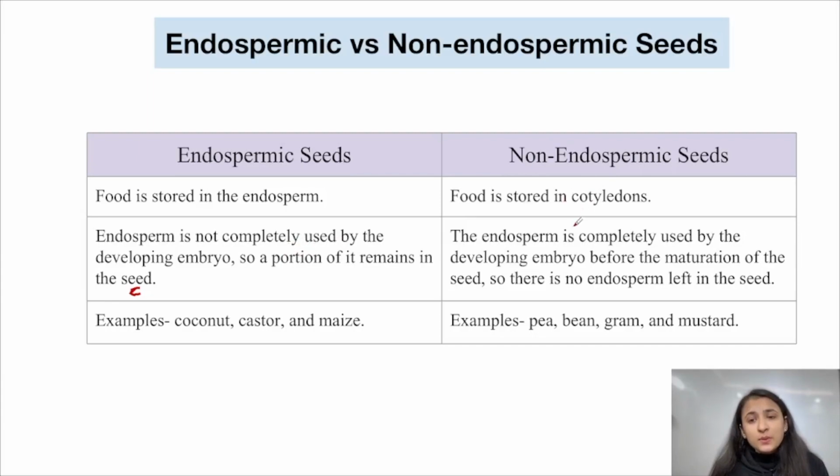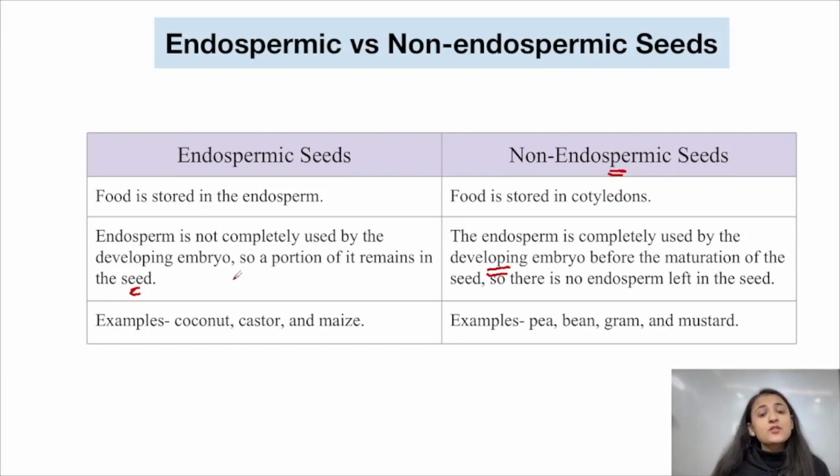Whereas in non-endospermic seeds, the endosperm is completely used by the developing embryo before the maturation of the seed. Before the seed has matured, the developing embryo has consumed the entire endosperm, so no endosperm is left in the seed. That is why the name non-endospermic seeds is given to such kinds of seeds.